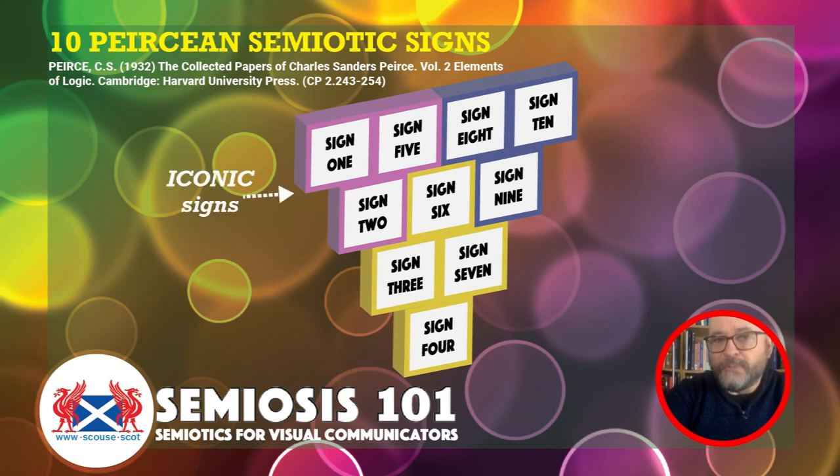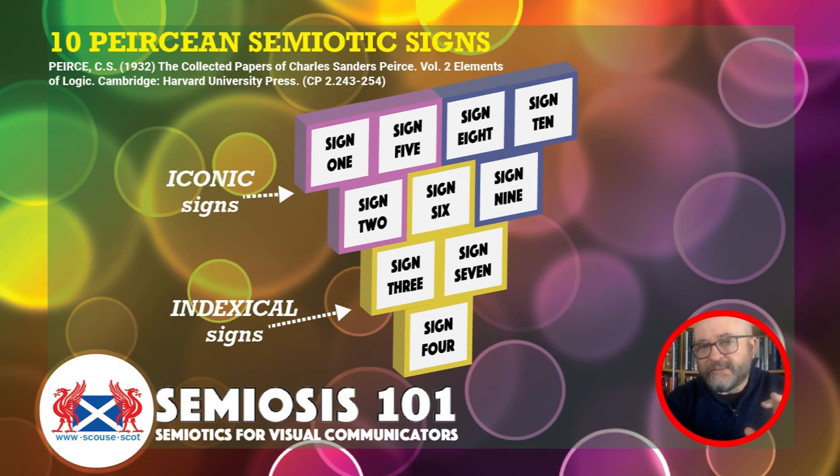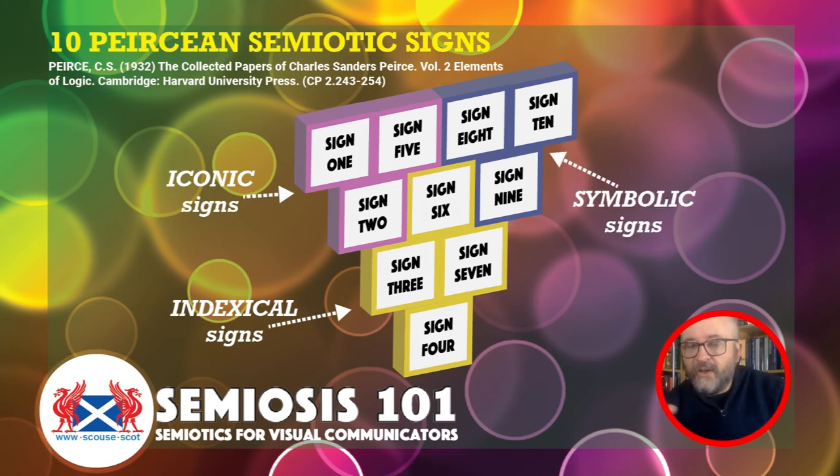Well, first of all, what we talked about before, about the iconic signs, the very basic level of how to represent the concept, are here in the purple. The next level up, indexical signs, are these four at the bottom of this inverted pyramid. And then the symbolic signs are the last three in this 10 signs.